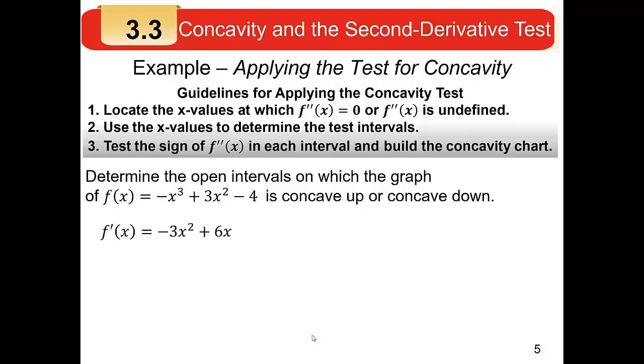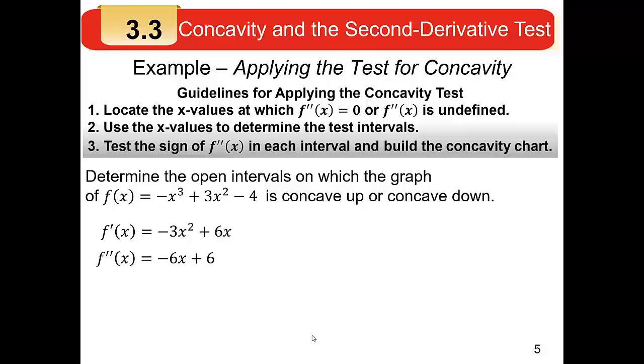So the first thing we do is find the first derivative, because we can't get to the second derivative without finding the first derivative. So the first derivative of minus x cubed plus 3x squared minus 4 is minus 3x squared plus 6x. Remember, we're going for the second derivative, so now we take the second derivative. That would be minus 6x plus 6.